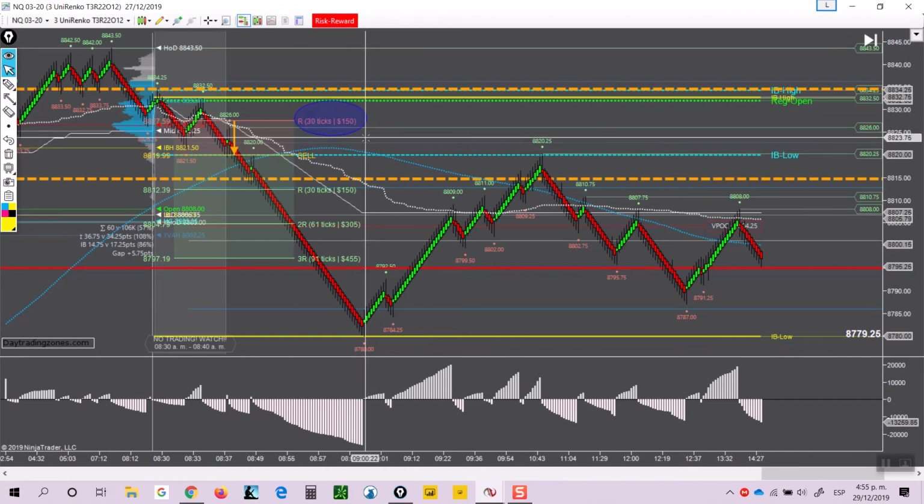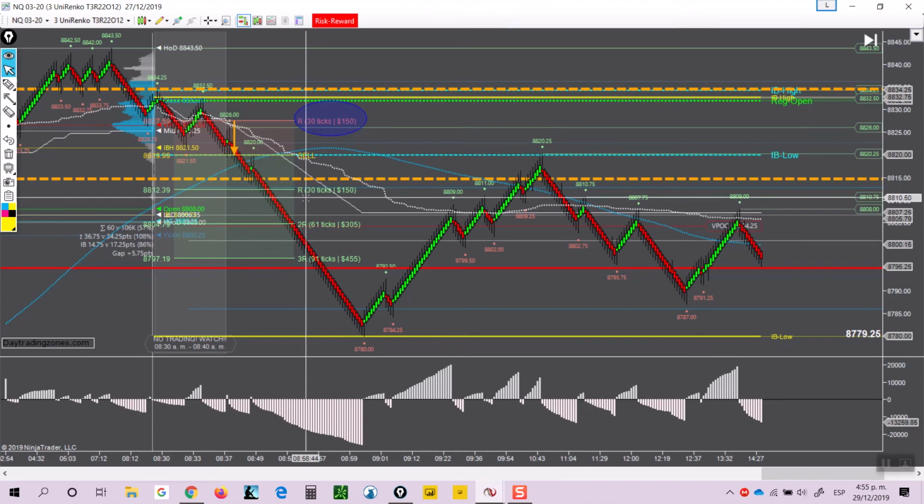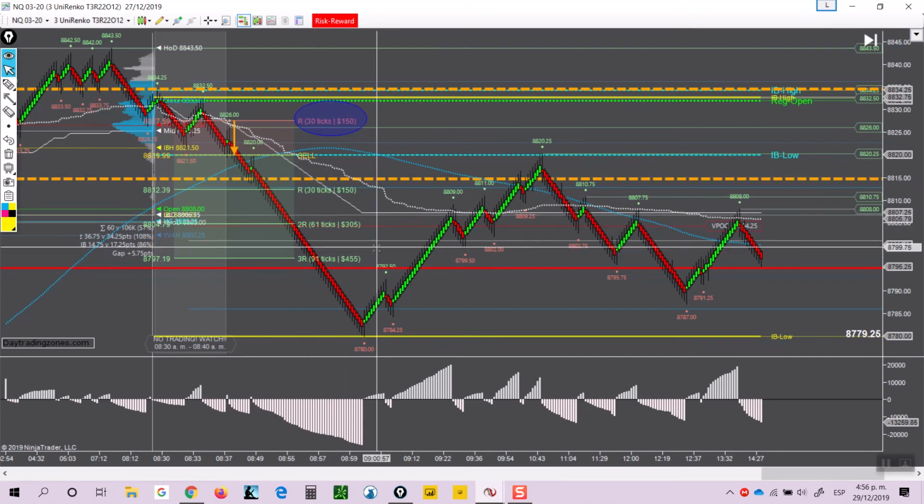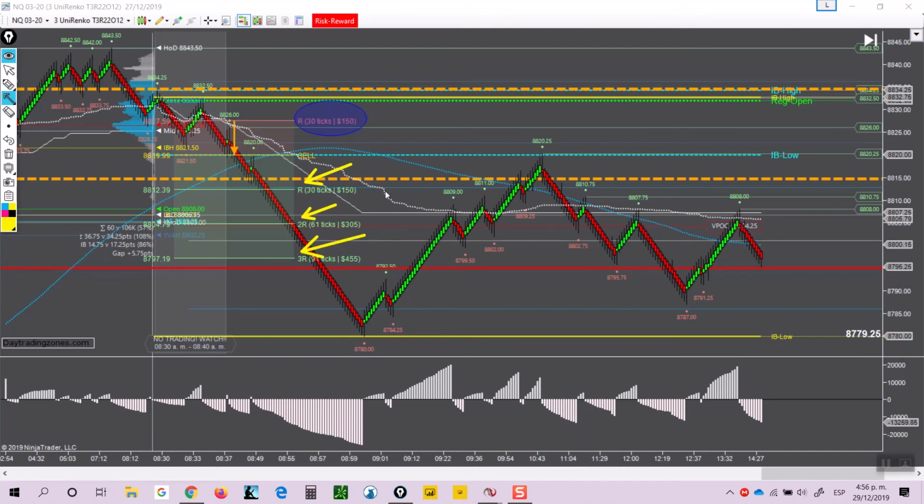Okay, that's my $150. And then I have here my 1-to-1. It's right there. Here's my 1-to-1, here's my 2-to-1, and here's my 3-to-1. As you can see, 150 on risk, and to make $455 every time the prices move fast, we're gonna reach that.